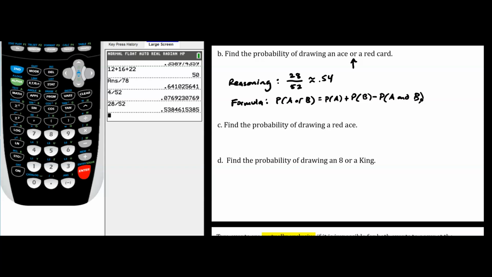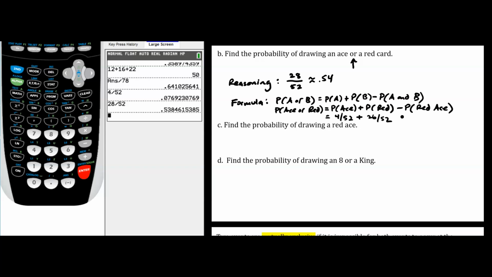And so in this context, event A would be an ace, and event B is a red card. So the probability of an ace or a red card would be equal to the probability of an ace plus the probability of a red card minus the probability of the intersection. The intersection is the probability of getting a red ace. This is taking the grand total of all of the aces, dividing by 52, so that would be 4 divided by 52. Let's look at the grand total of all red cards, 26 divided by 52. Half of the cards are red.